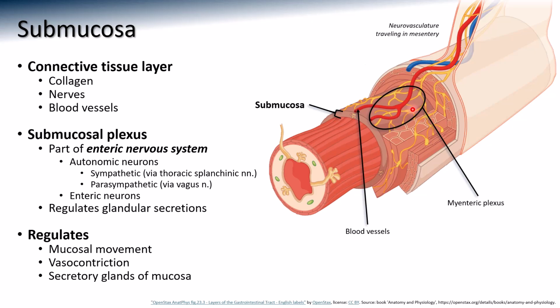And remember, this is for regulating secretions from the glands down in the mucosa. It's also going to regulate vasoconstriction in the wall of the organ here, so that's going to change how much blood is able to reach these absorptive tissues down here.